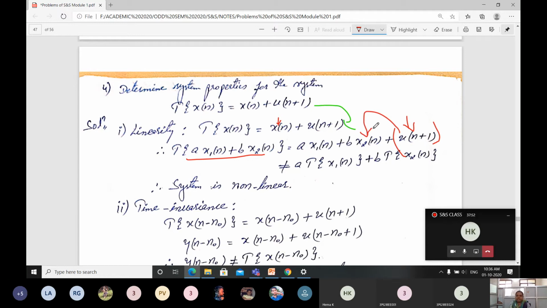So it is not satisfying the linearity. We can tell that it is not going to be equal to a T of x1 of n plus b T of x2 of n. It's not satisfying this condition. Therefore, the system is non-linear. If it were given in terms of a multiple function, instead of plus, I could multiply both functions, then I could tell that the system is linear. But here it is an addition operation. For that reason, it is non-linear.